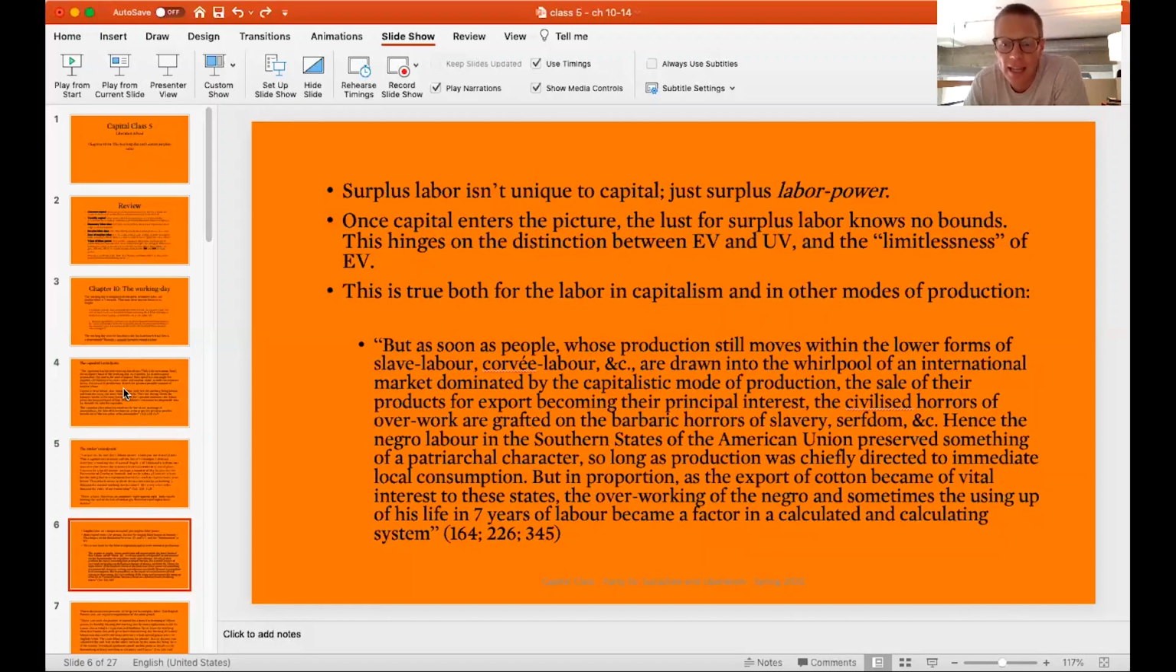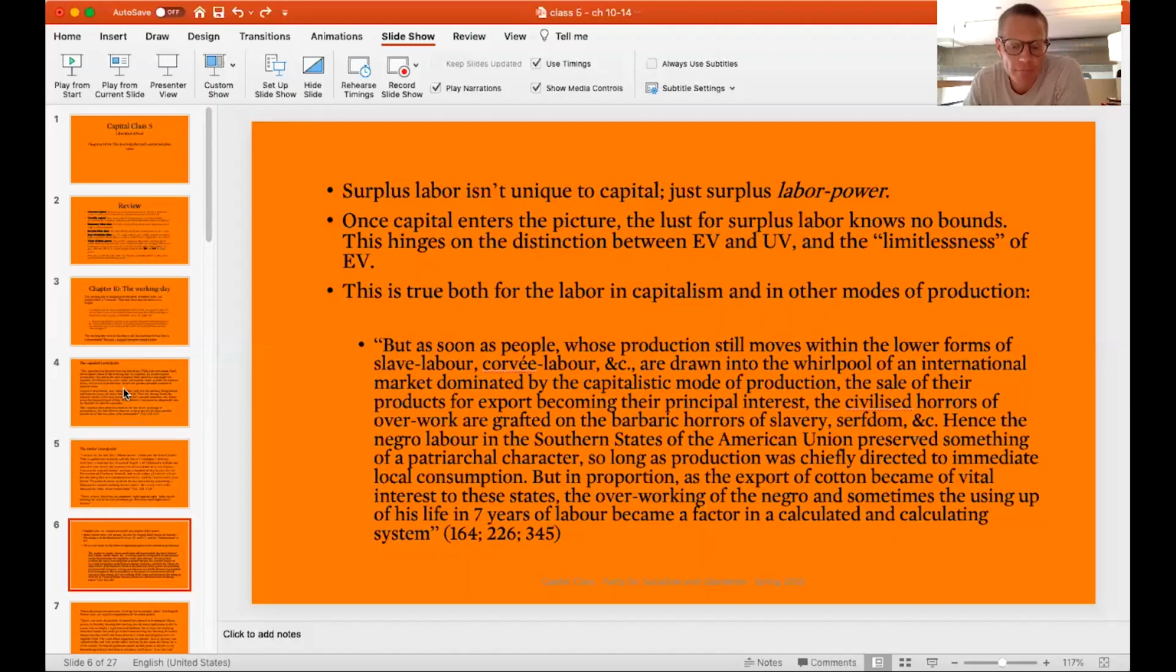But in proportion as the export of cotton became of vital interest to these states, the overworking of the slave and sometimes the using up of his life in 7 years of labor became a factor in a calculated and calculating system, right? So Marx talks about the civilized horrors of overwork under slavery, so definitely not romanticizing them, but those horrors are exacerbated when capital enters the picture and when the slave owner is producing not just for the local market, but for the international market of capital, whose interests are exchange value that are potentially limitless.